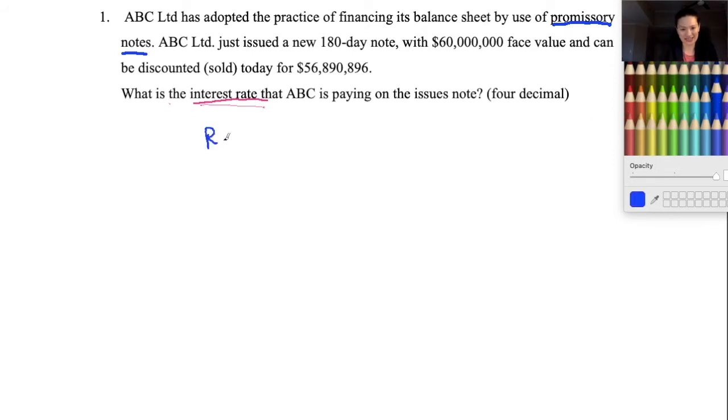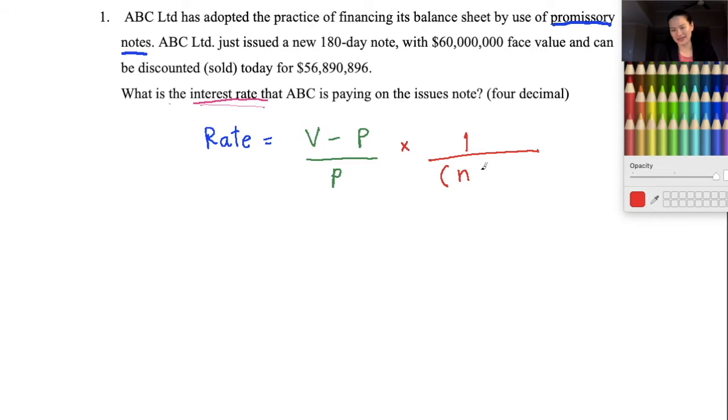You want to find the rate. Rate equals (V minus P) over P, like a fixed value minus the discounted value, and then multiply by 1 divided by n. N is the day note, and this one in the bracket is divided.